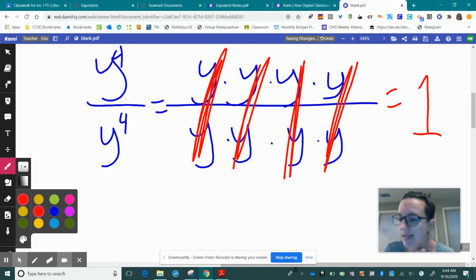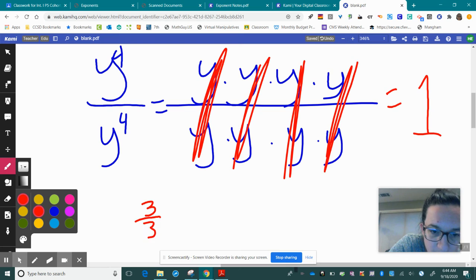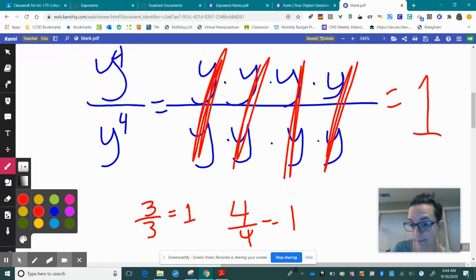Be careful, it's not 0. Why is it not 0? Remember that 3. If we had 3 divided by 3, it gives us 1. It's that multiplication, division. It's not adding and subtracting to be 0. Multiplying and dividing. Watch out for that. Same thing, just like if we had 4 divided by 4, gives us 1. Anything divided by itself gives us 1. Therefore, y to the 4th power divided by y to the 4th power gives us 1.